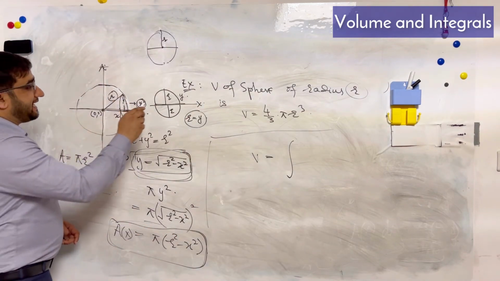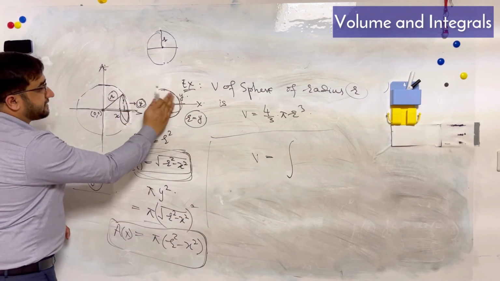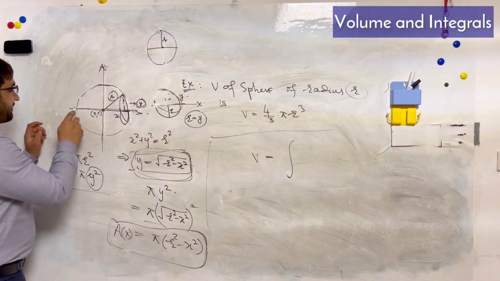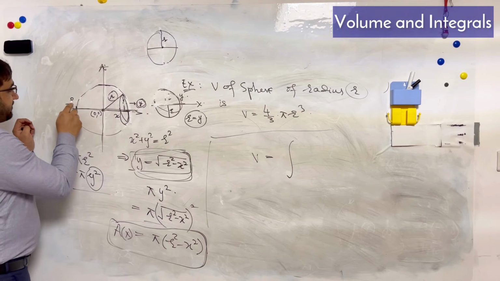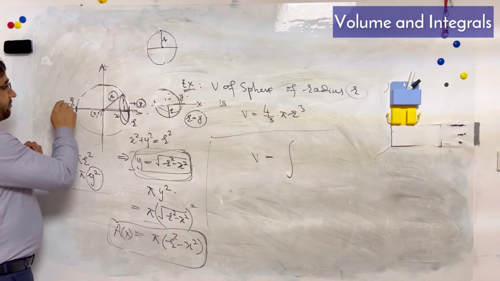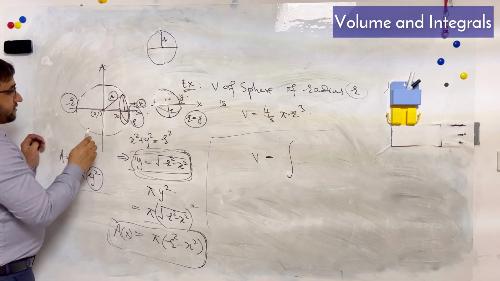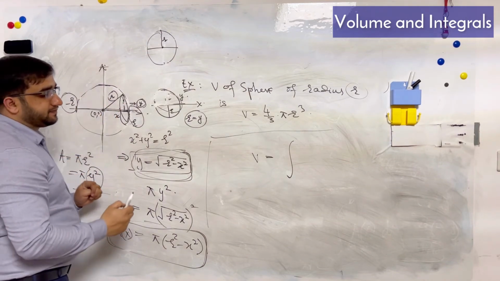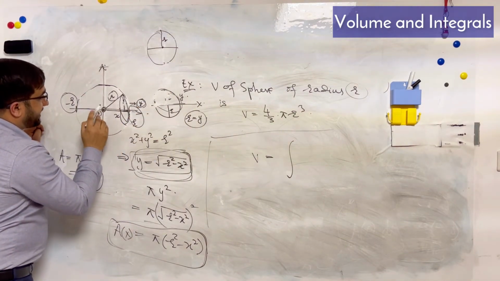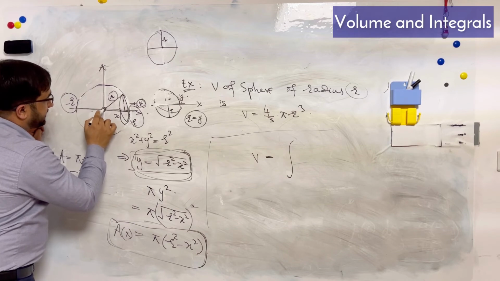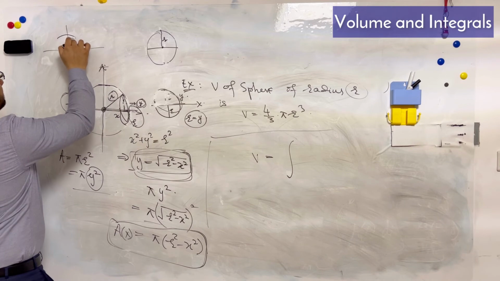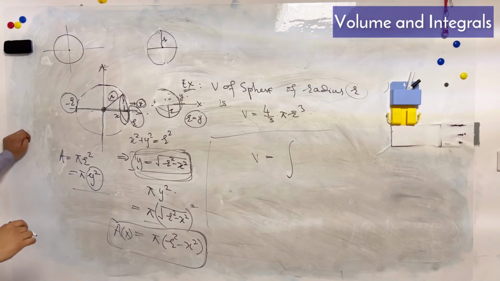Now, they said that the radius is the radius of the ball, the volume of a sphere of radius r. It means on the negative side, it will be minus r. On the positive side, it will be plus r, the radius. So my region is from the negative to the positive. It can be minus r and positive r because your ball is centered at the origin. This is the origin of the x-axis and y-axis, and you have placed the ball like this.